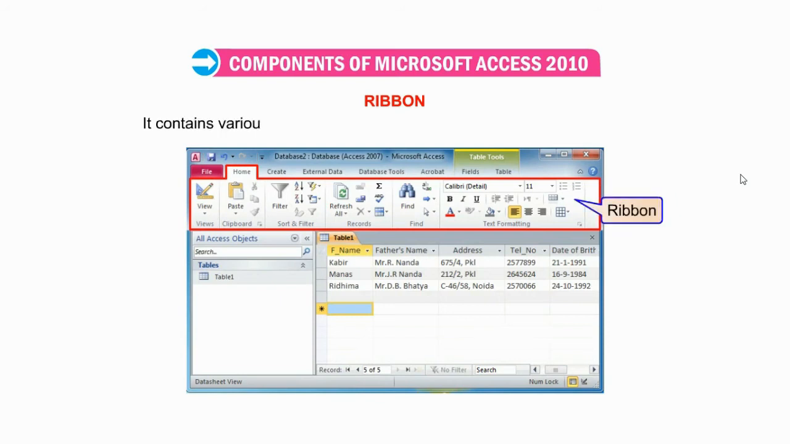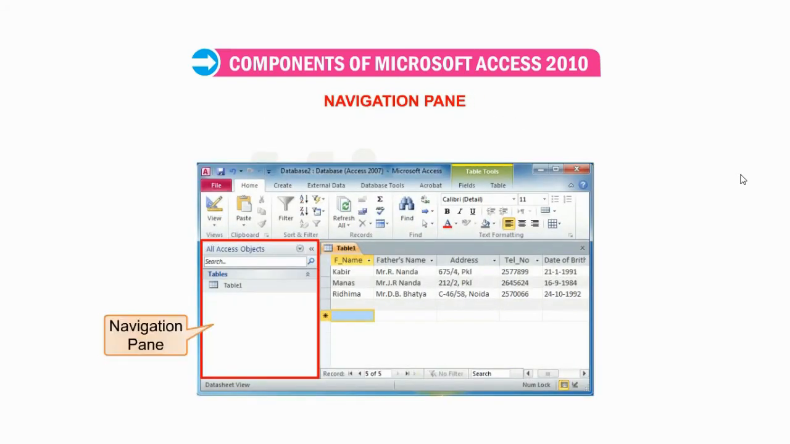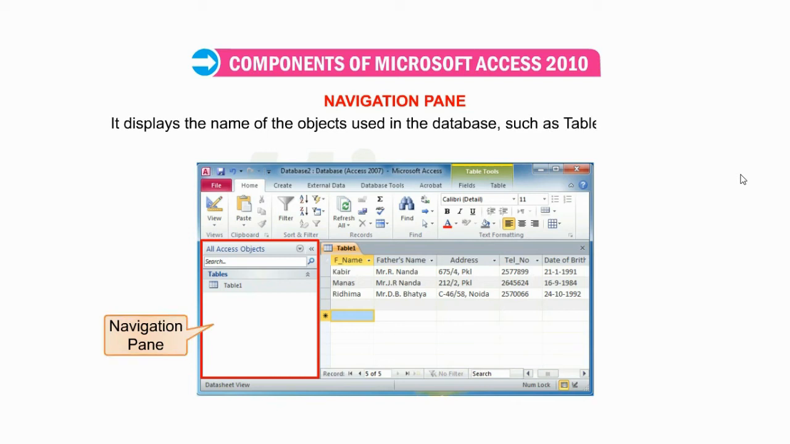Ribbon. It contains various tabs, each with several groups of relevant commands. Some tabs appear when you work with certain objects like forms. Such tabs are called contextual tabs. Navigation pane. This pane is present on the left side. It displays the names of the objects used in the database such as tables, queries, forms, reports, etc.